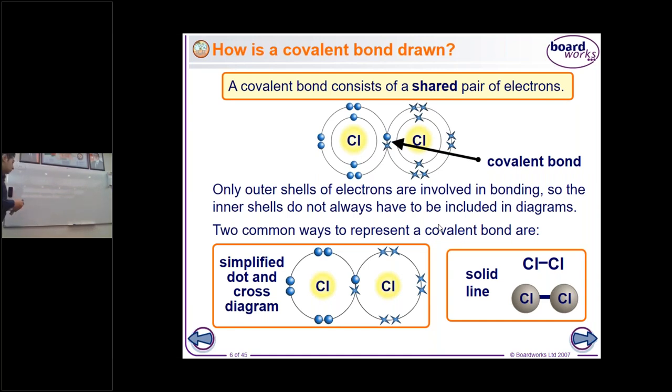As we said before, covalent bonding takes place between two nonmetals. How does it take place? Two nonmetals share electrons with each other. Sharing of electrons means these electrons belong to all the atoms. It's not like ionic bonding. In ionic bonding there was a transfer of electrons: the metal was losing electrons and the nonmetal was gaining electrons. But here, the nonmetals will share the electrons.